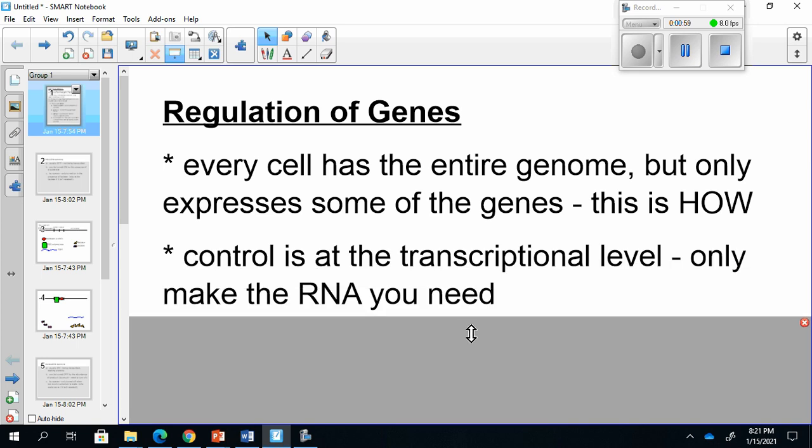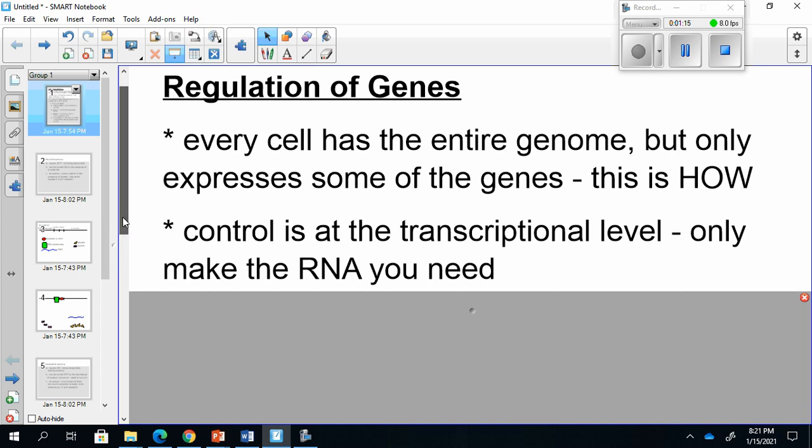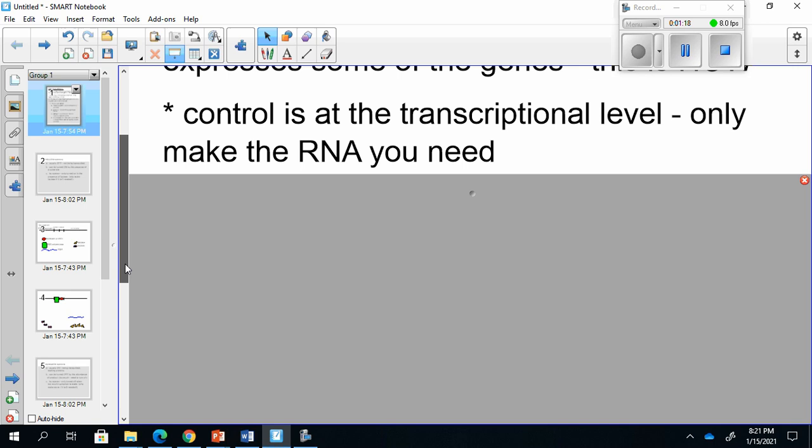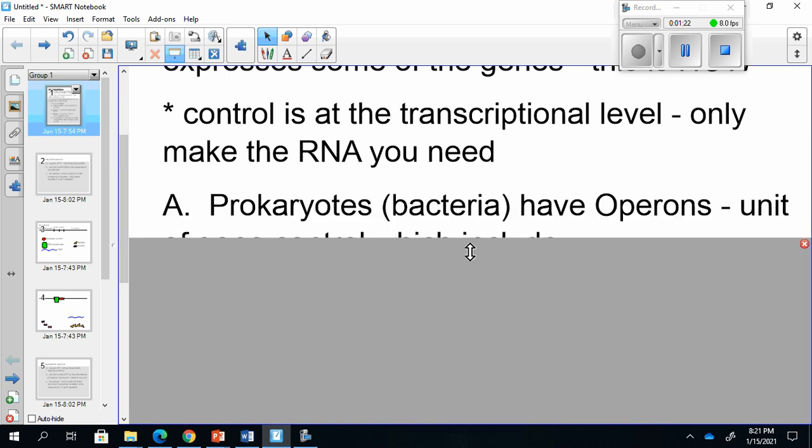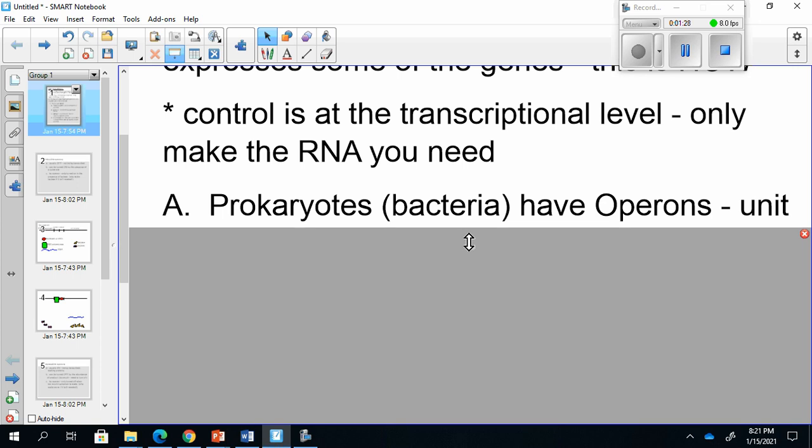So control. This is at the transcriptional level, which means you want to control if a segment of DNA is made into RNA or not. So the process of transcription is making RNA using DNA as a template. You want the control at that level because that's right at the beginning. It's before the protein is made. All right, so there's a difference between what prokaryotes do and eukaryotes do. So we're going to start with prokaryotes, our bacteria.